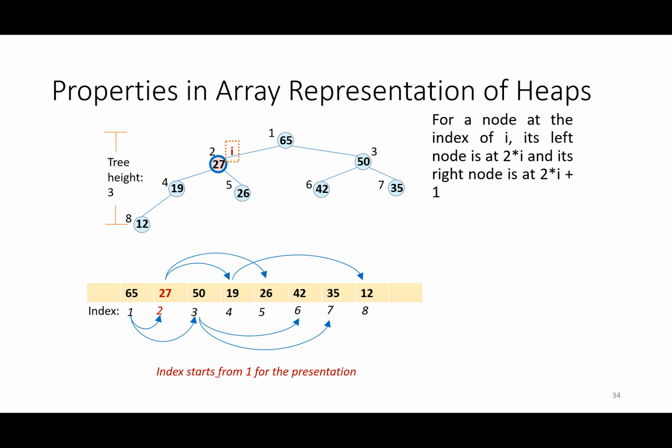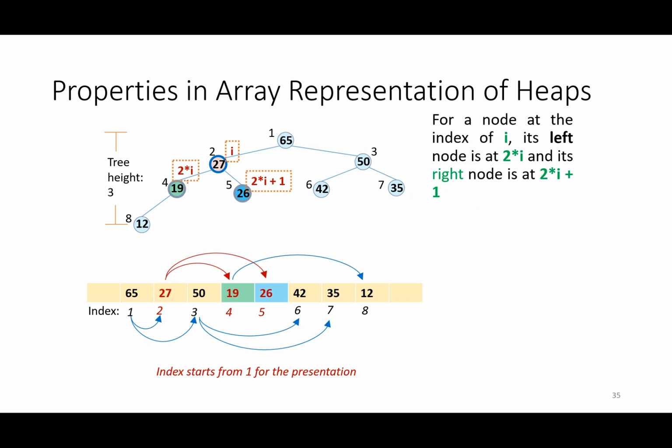And the index starts from 1 for this representation. We start from 1 only because this is easy for calculation. If you start from 0, you have to make it 2 times I plus 1, and the right child goes to 2 times I plus 2. It's just not so obvious.